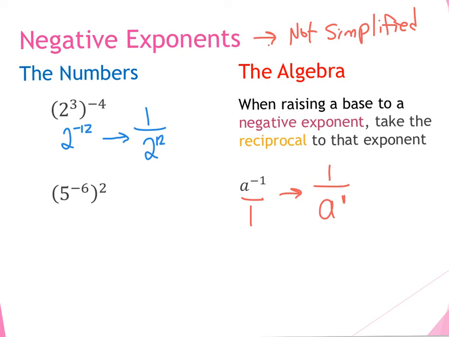I don't just take 2 to the negative 12 and make it 2 to the 12. You have to take the reciprocal. And if I look at this next example, same thing. Let's just multiply this out. So it would be 5 to the negative 12, because I'm going to multiply these two exponents together based on my power of a power. And that's going to give me 1 over 5 to the 12th.